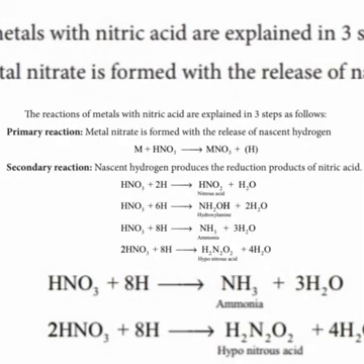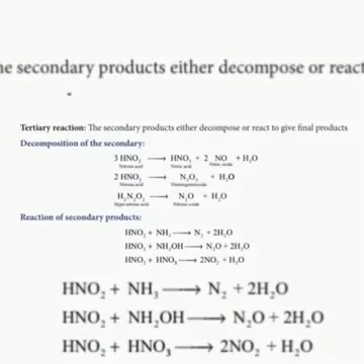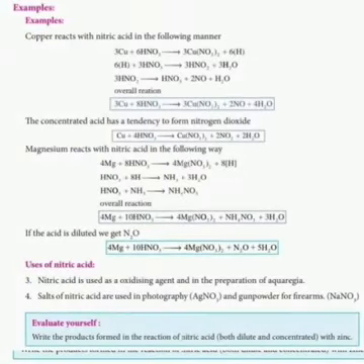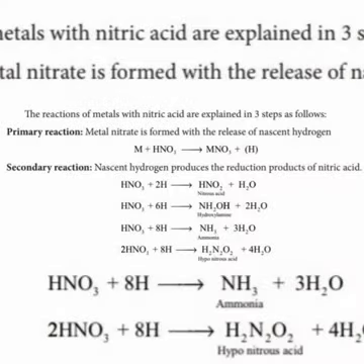They have a 3-step reaction. One is the primary reaction, the second one is the secondary reaction, and the third one is the tertiary reaction. And we are going to discuss the examples also. What is the primary reaction? One of the metals reacts with nitric acid. We get metal nitrates and also nascent hydrogen, a single nascent hydrogen.